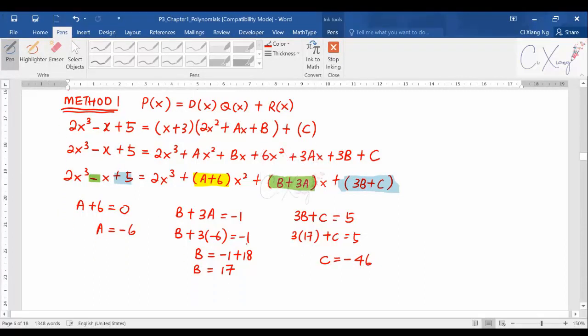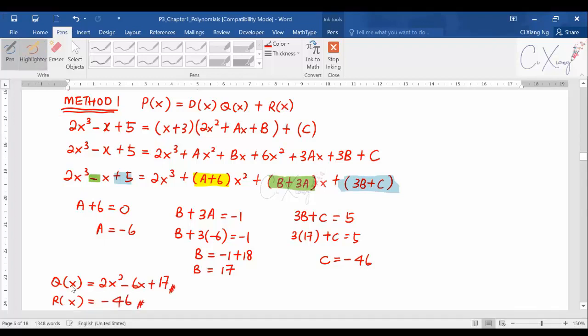Okay, so once you get the values for a, b, and c already, don't stop here. You have to write out what the question wants. So what's the quotient here? This is your quotient, right? 2x squared plus ax plus b is your quotient. So you can write out the quotient is 2x squared minus 6x plus 17. Don't just write out negative 6, 17, and negative 46, and let the examiner guess what your answer is. You have to write out properly. Then the remainder, what's the remainder here? The remainder will be negative 46. So this is how we use the comparison method to get the quotient and also the remainder.